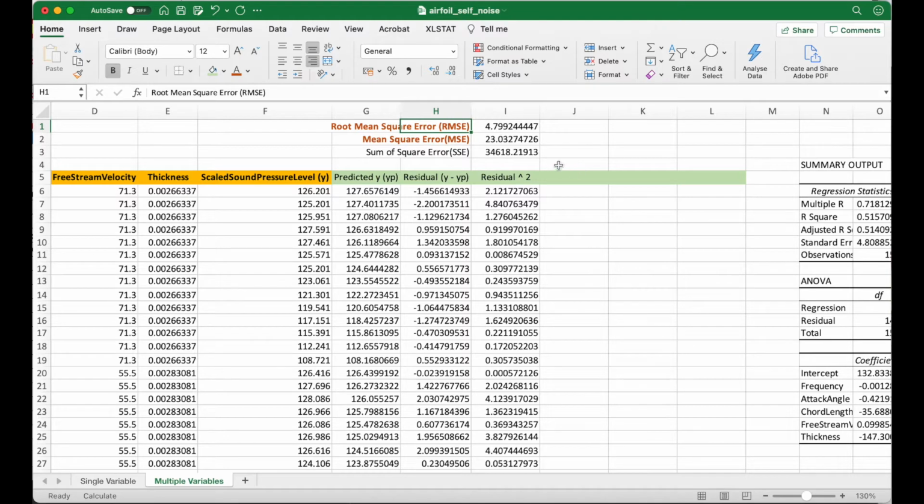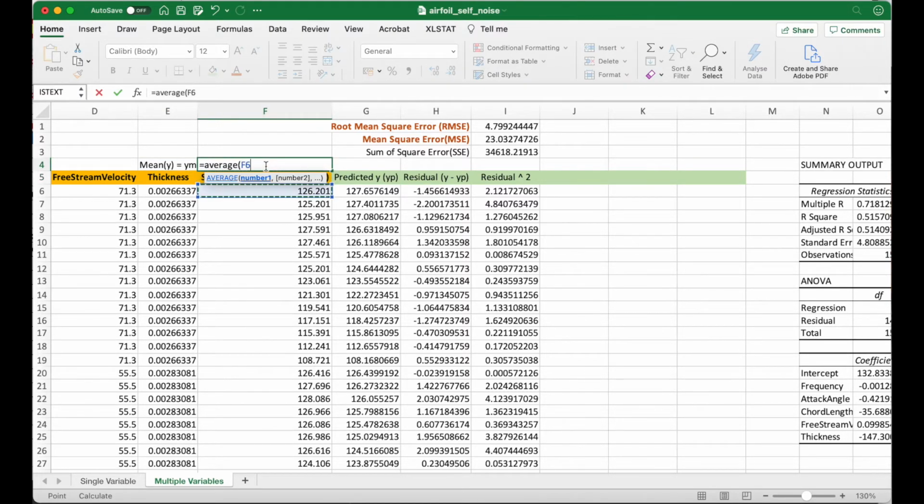Okay, now we have got this. Let us determine some more figures now. We have got all the values of y, so from this we can find the mean value of y. I will call the mean of y ym. So let us calculate that. This is simple. I can just say average of all the values of y.